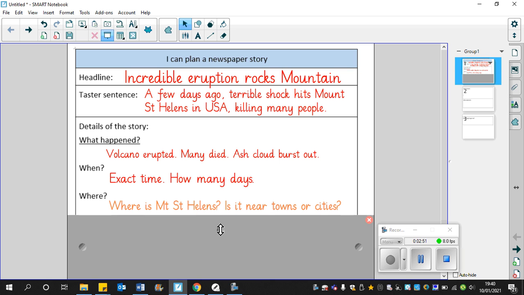Now, I have also added an extra, I've given you one more piece to do. This is where is all of this, because people who don't live near there won't know where it is. So you've got to say, where is Mount St. Helens? It's in America, but which state is it in America? Is it near some towns? Is it near cities? Is it all on its own? Because all of these things will make a difference to how it affected the people who were living nearby.